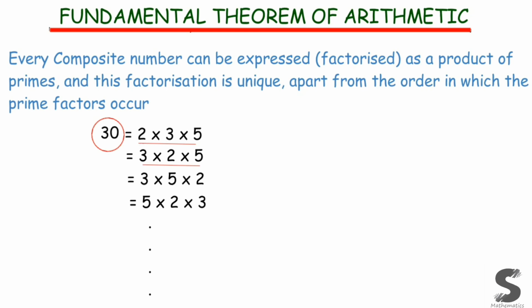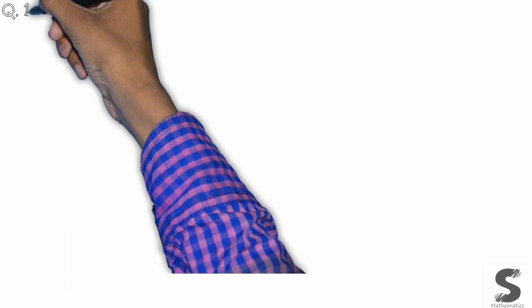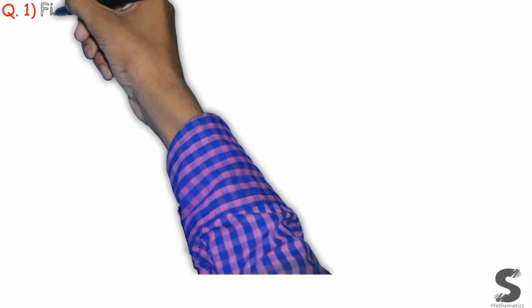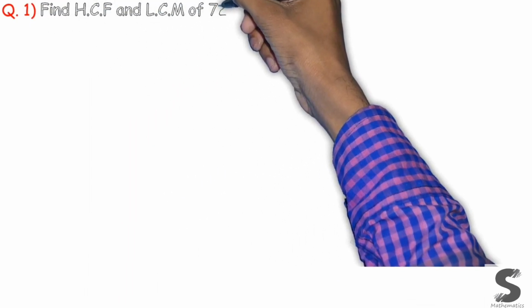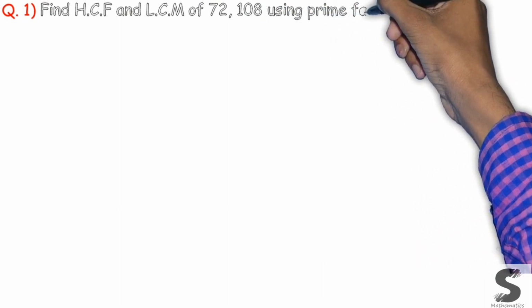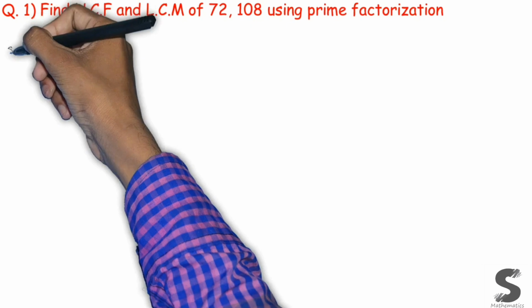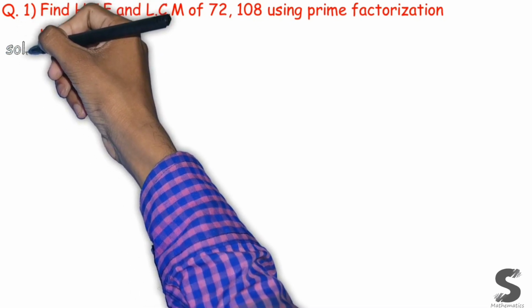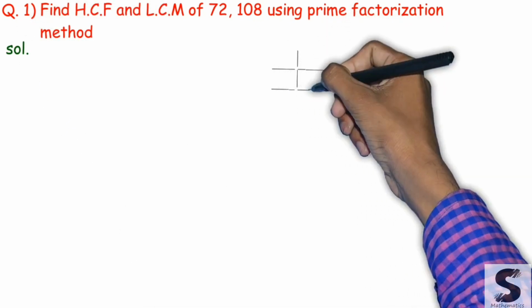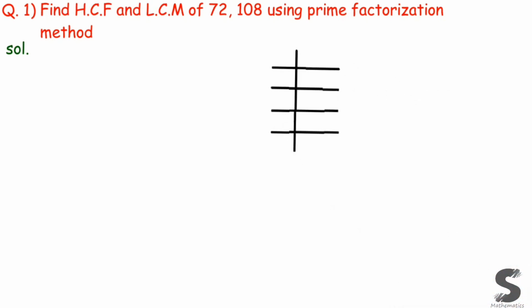Now let's do some questions based on the fundamental theorem of arithmetic. Question number 1. Find HCF and LCM of 72, 108 using the prime factorization method. Solution. In this solution, we use the repeated division method to factorize 72 and 108.